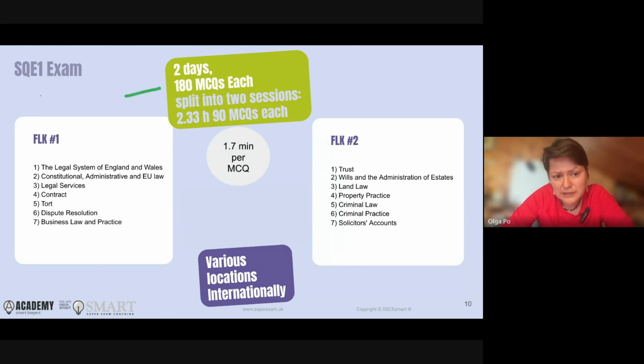Each of the days consists of 180 questions. They are subdivided into 2 sessions, 2 hours and a half each. 90 questions each. So you have about 1 minute 0.7 per question.